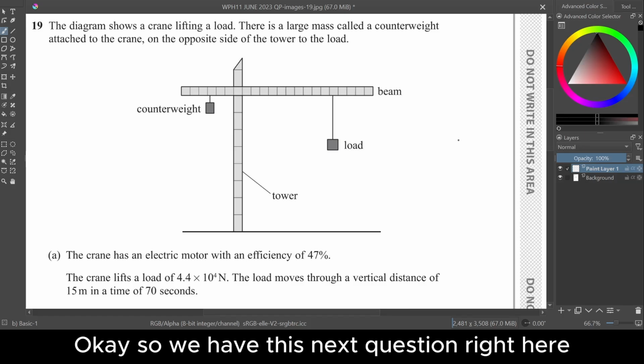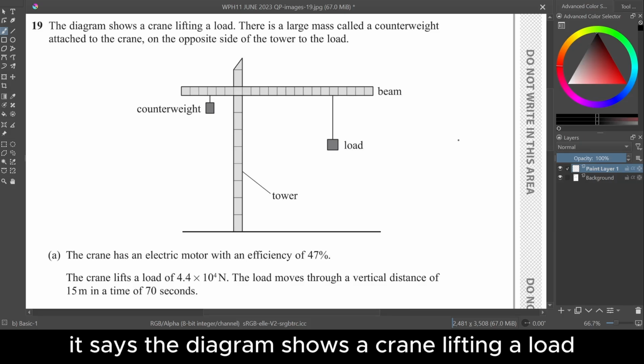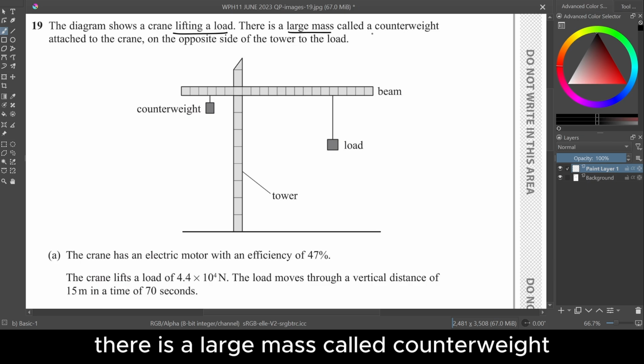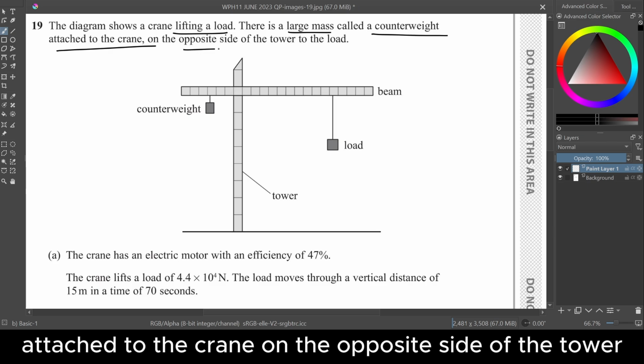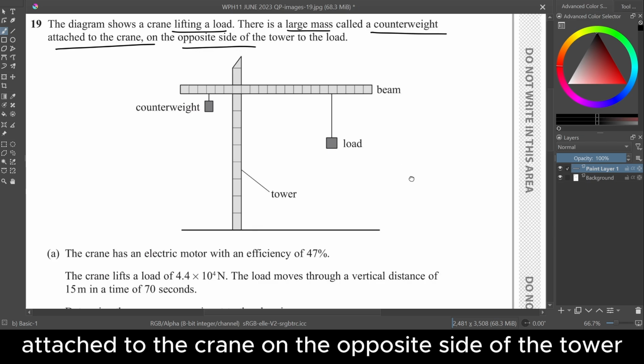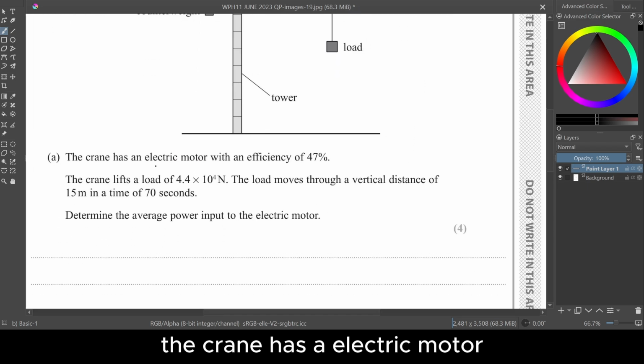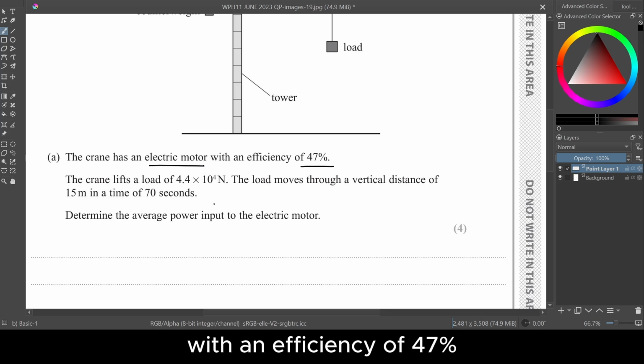Okay, so we have this next question right here. It says the diagram shows a crane lifting a load. There's a large mass called counterweight attached to the crane on the opposite side of the tower. The crane has an electric motor with an efficiency of 47%.